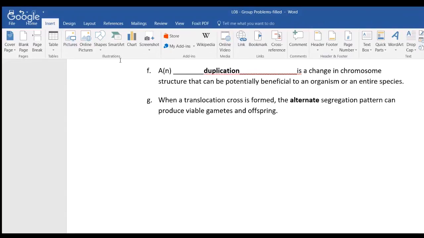In part G, we're wondering what kind of translocation cross would produce viable gametes and offspring. We know that alternate segregation is very common, and it also produces viable gametes.